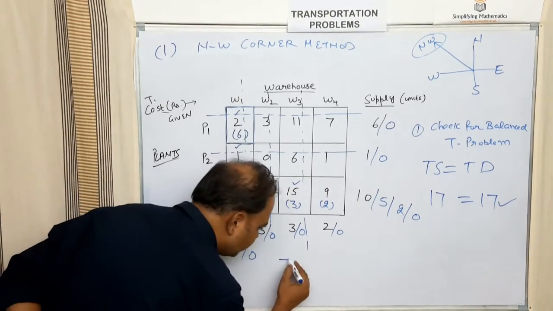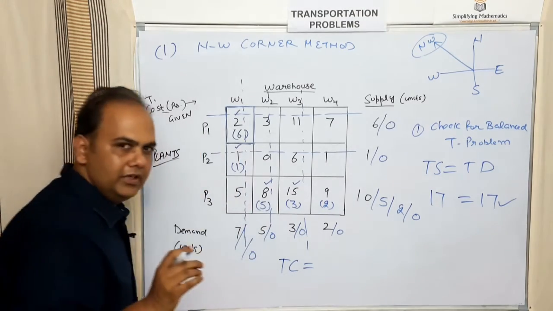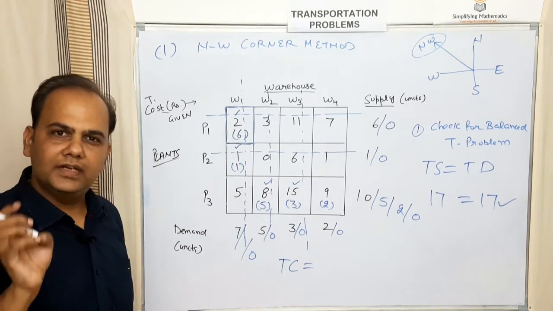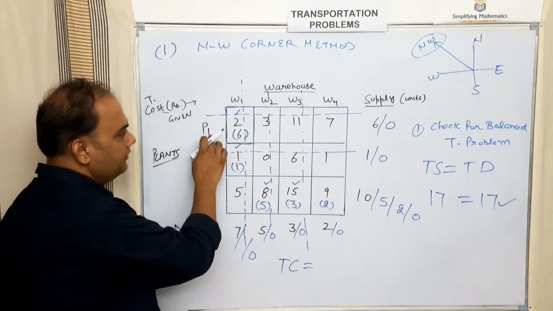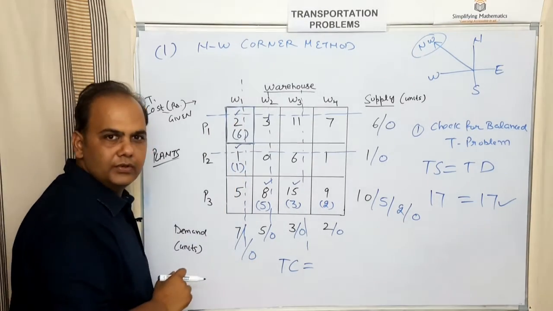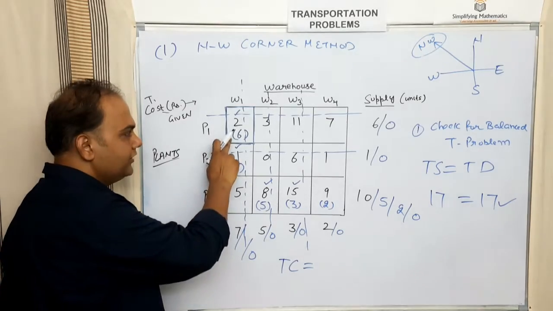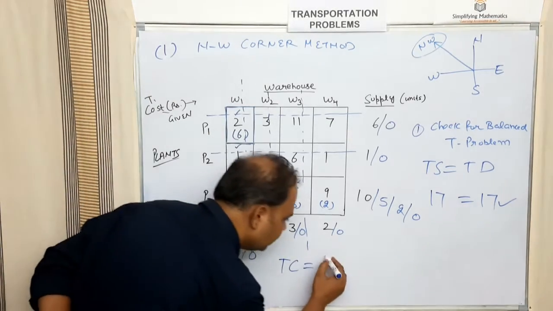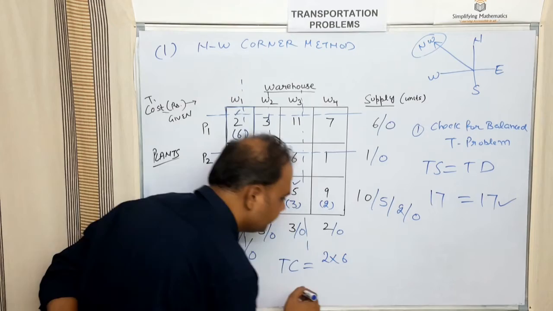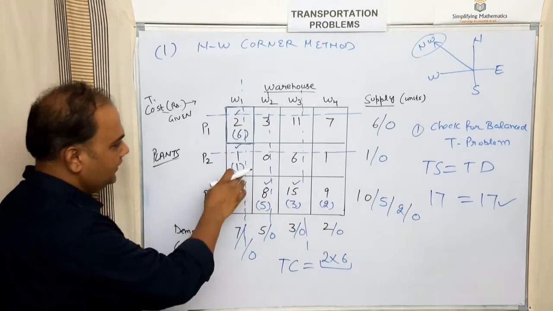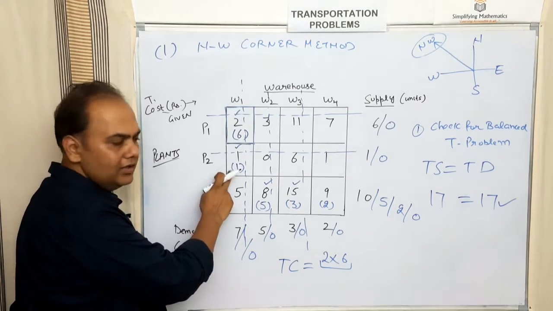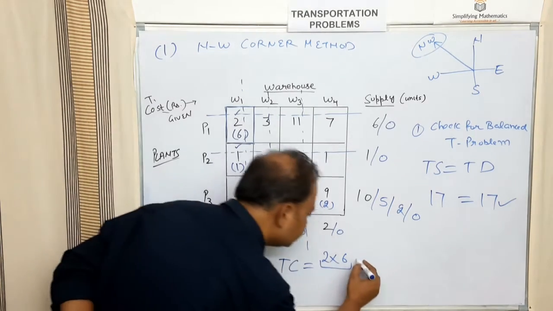Now what is the total transportation cost? How is the total transportation cost calculated? So this will be equal to the cost of 1 unit into the number of units being transported. Now P1 to W1, what is the cost? 2, and how many units are transported? 6. So the cost will be 2 into 6. This is for P1 to W1. Similarly, where else has allocation happened? Here, so the cost will be 1 into 1.